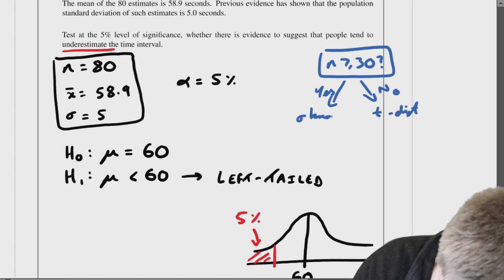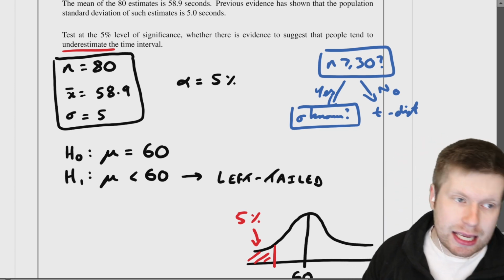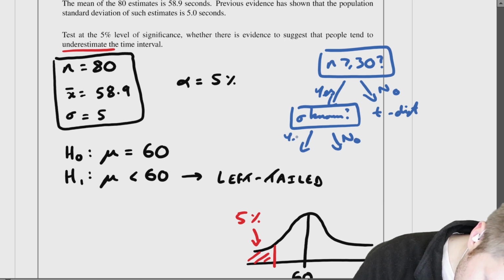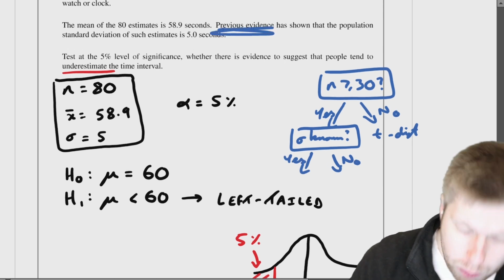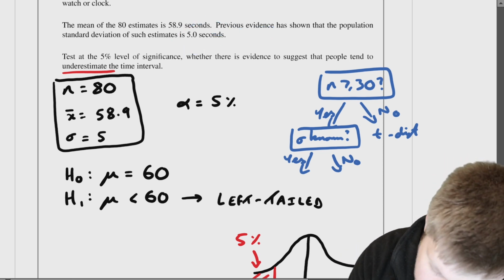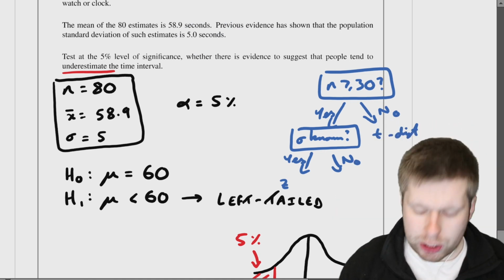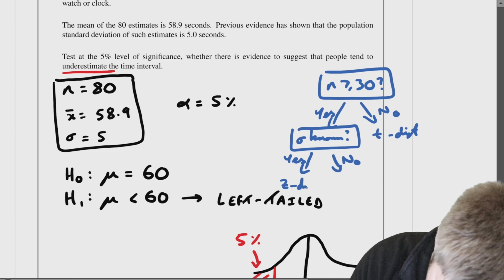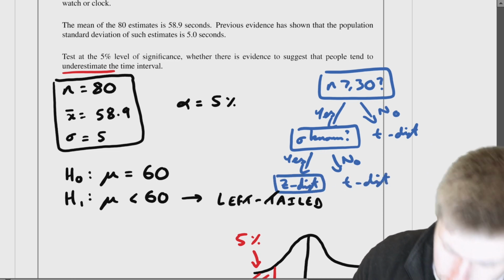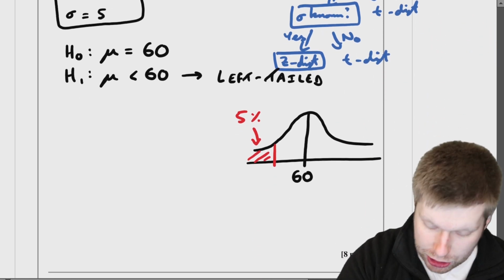Next question I need to ask is, do I know what the true population standard deviation is? Well, in this case, yes, I do. I'm told that using previous evidence, so nothing to do with the sample data, previous evidence shows that the population standard deviation is 5. So the answer to that question is yes. The answer to n being greater than or equal to 30 is also yes. Both questions answer yes. Therefore, I know I'm going to be using the z distribution. But of course, if I didn't know that, it would be the t distribution. So always check first of all, am I using z or am I using t? So it's a z distribution in this case.